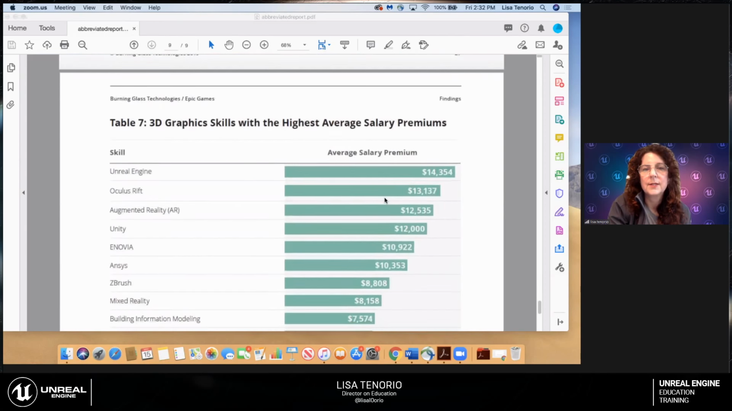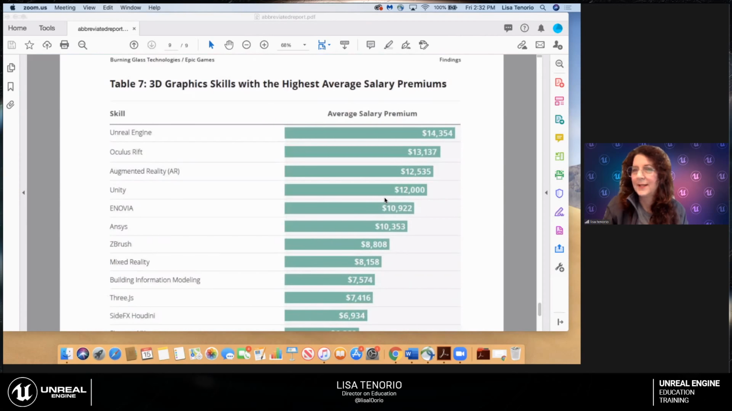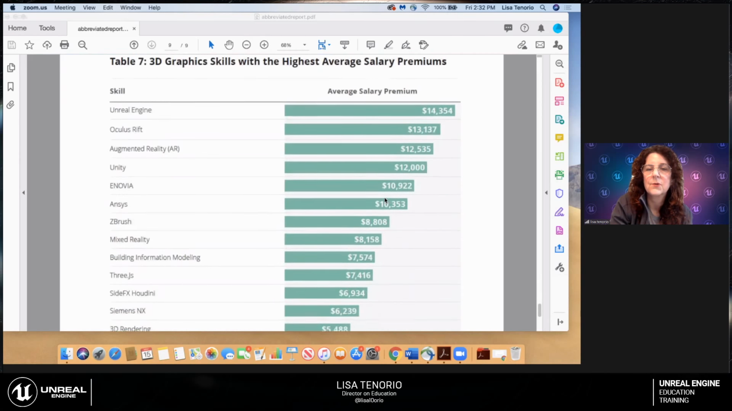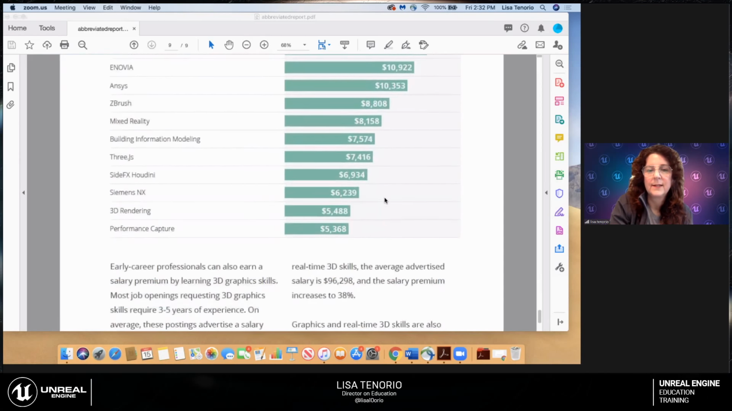What else? Oh, salaries. This is really important. Okay, the good stuff. Sometimes a specific skill set, especially if it's in high demand, can actually create a salary premium, right? So employers are willing to pay more for certain skills because they're hard to find, or because there's so much competition, because there's so many jobs being created. So Unreal Engine's at the top of the list there. So you can see how adding some of these real-time skills creates a salary benefit.